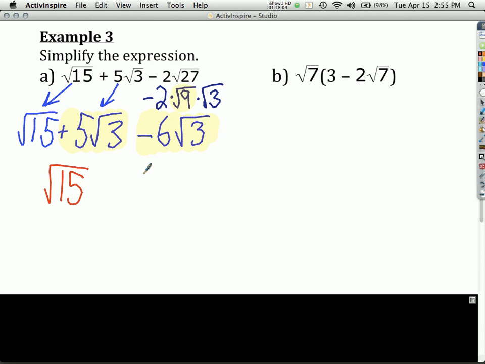And now we have positive 5 and negative 6. What do we get as a result of that? Those 3 people can add 5 and negative 6? Or we're so tired that we can't function anymore? Chris? I'm sorry? Negative 1. So we end up with radical 15 minus radical 3. These are not like terms, so you cannot do anything with them.